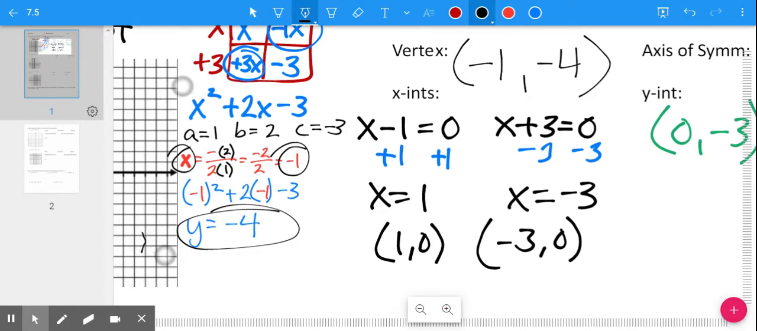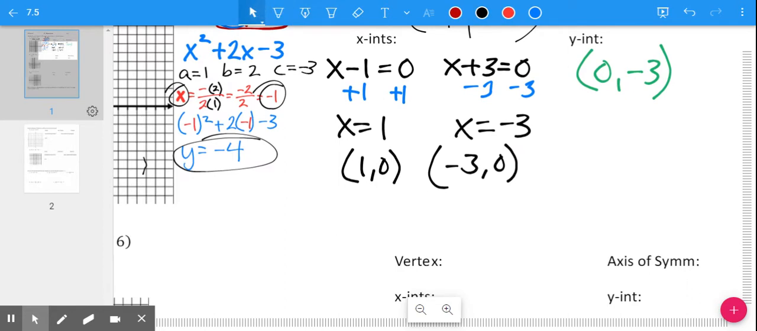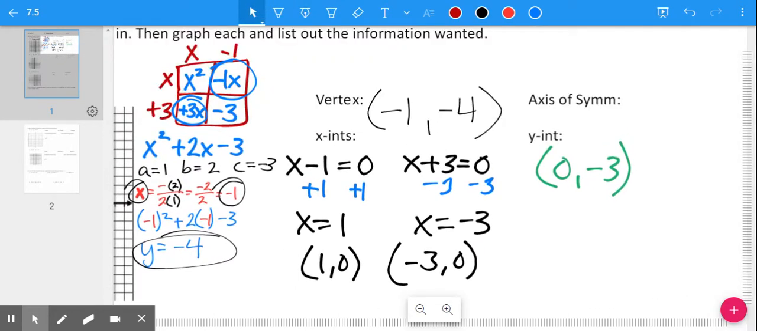So the axis of symmetry. Remember, the axis of symmetry cuts through your vertex and it separates your parabola into two equal halves. The equation for the axis of symmetry is x equals negative 1 because it's going to pass through the x value of your vertex.